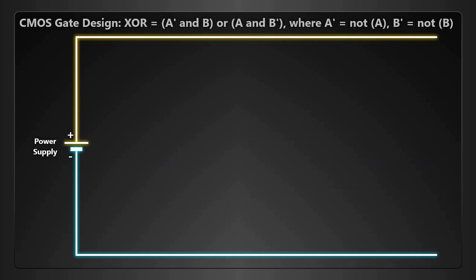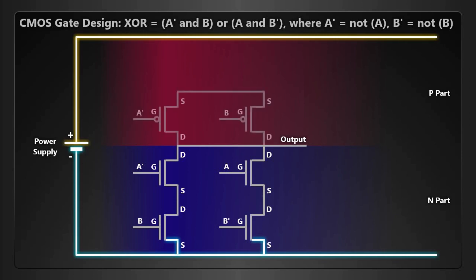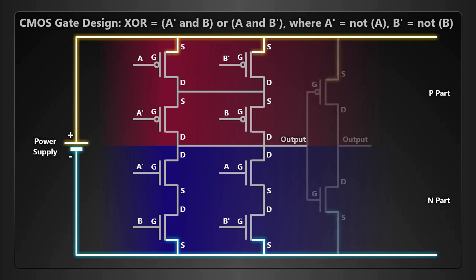We start our gate in the N part. A prime and B are 2 MOSFETs in series since it is an AND. A and B prime must be in parallel to A prime and B since it is an OR. Now that we have put A and B prime and A prime and B in parallel in the bottom part, we put them in series in the top part. The gate is almost complete. We now have an XNOR gate, exactly the inverse of the XOR we want. To complete our gate, we put an inverter at its output.